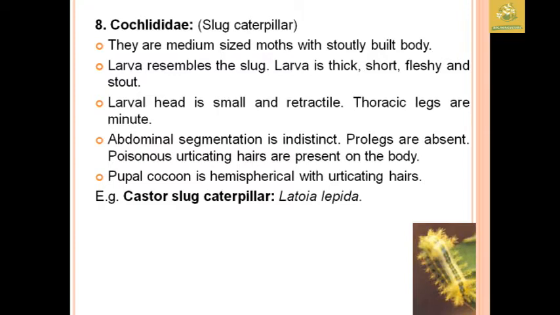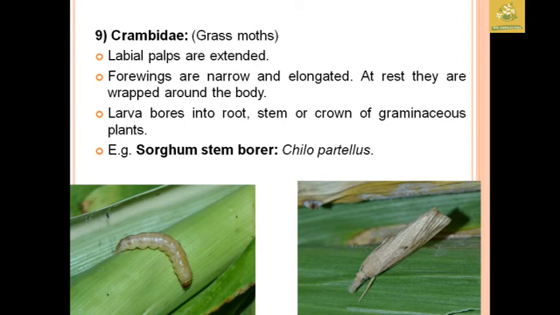The 8th one we are going to see is Cochlidiidae, which is composed of slug caterpillars. Regarding the important characteristics among them, they are medium to small size moths which are stout bodied. The larva is small and retractile, where the thoracic legs are minute with some hairs present on them, and the pupal cocoon is hemispherical with urticating hairs present on them. The better example is the castor slug caterpillar, and the scientific name is Latoia lepida.